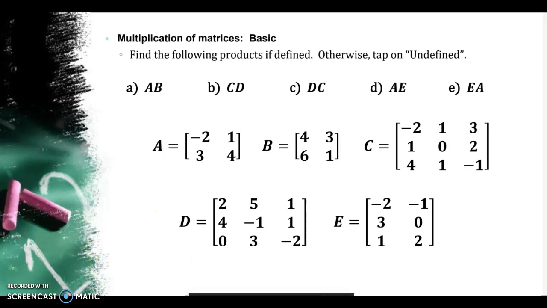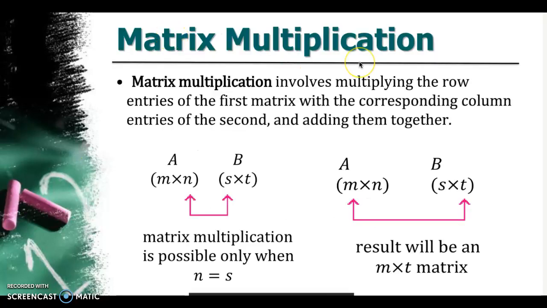but first, before we do that, we need to talk about what multiplication of matrices is. Matrix multiplication is not the same as just multiplying corresponding entries together. With addition and subtraction, we just added and subtracted our entries, but matrix multiplication involves multiplying the row entries of the first matrix with the corresponding column entries of the second and adding them together. So it is not just multiplying across.